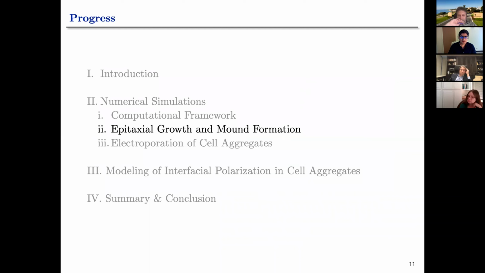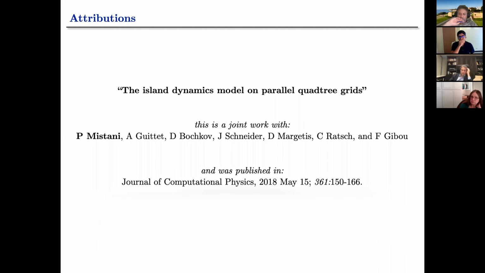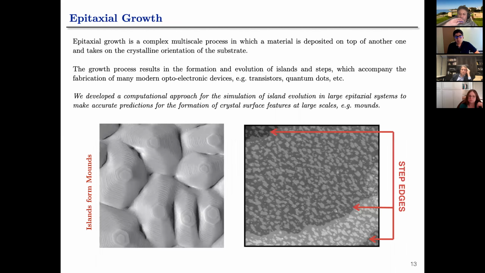So let's focus on epitaxial growth, just attributions first. This is joint work with R2 Gritted, Daniel Boschkoff, Joshua Schneider, Dio Margetis, Christian Rasch, and Friedrich. And it was published in the Journal of Computational Physics in 2018.